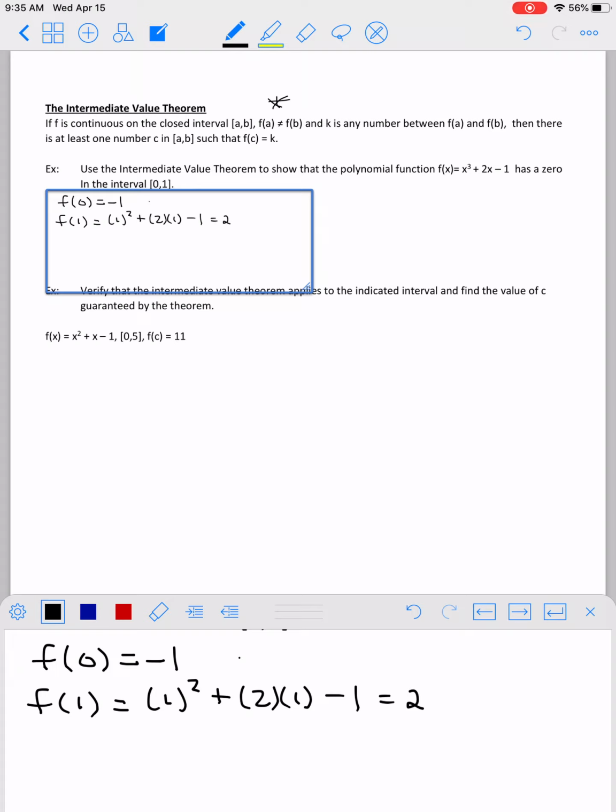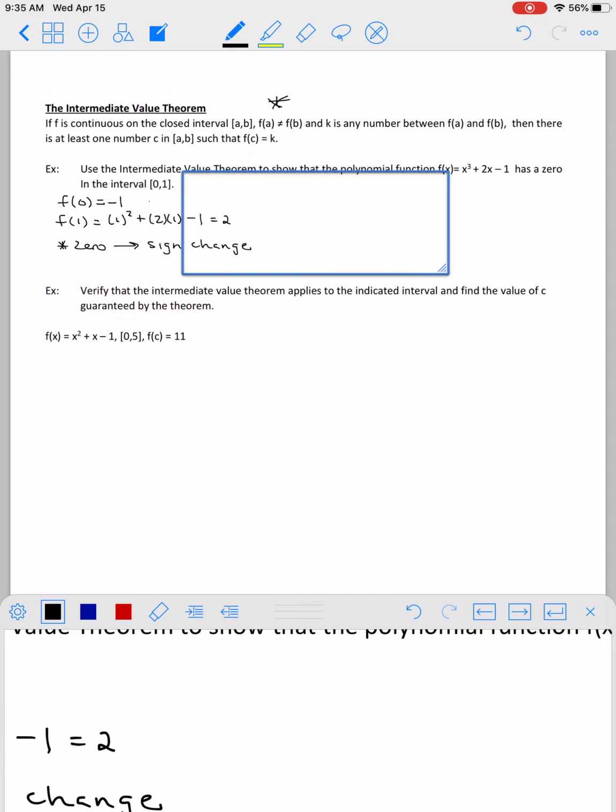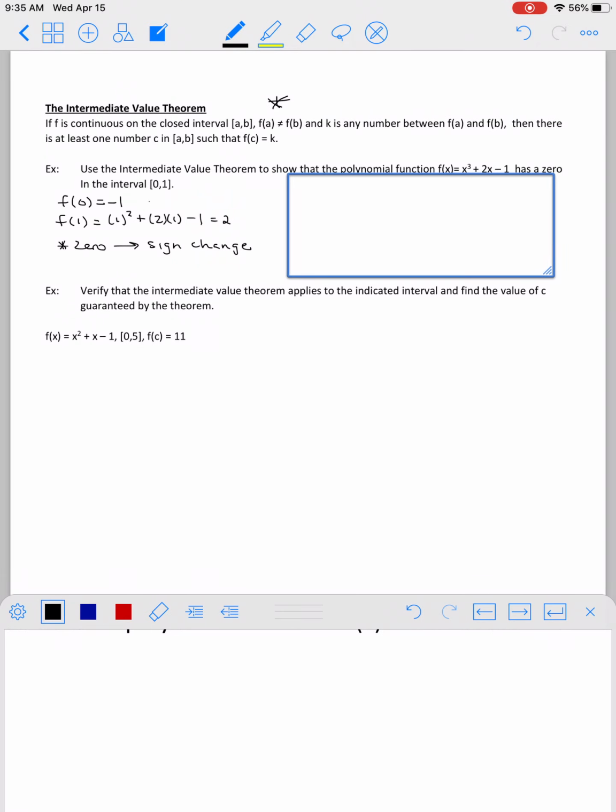And what we're looking for, remember, if it has a 0, I am looking for a sign change. Okay, so I'm looking for if one y value is positive and the other one's negative, then that means when I'm connecting them with their graph, I'm going to cross my x-axis, and that's where the 0 is. So here's the explanation that you need.